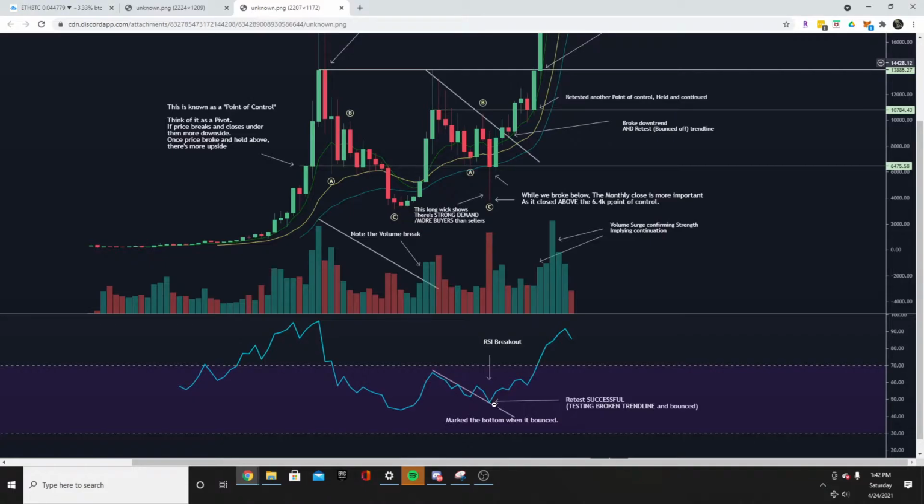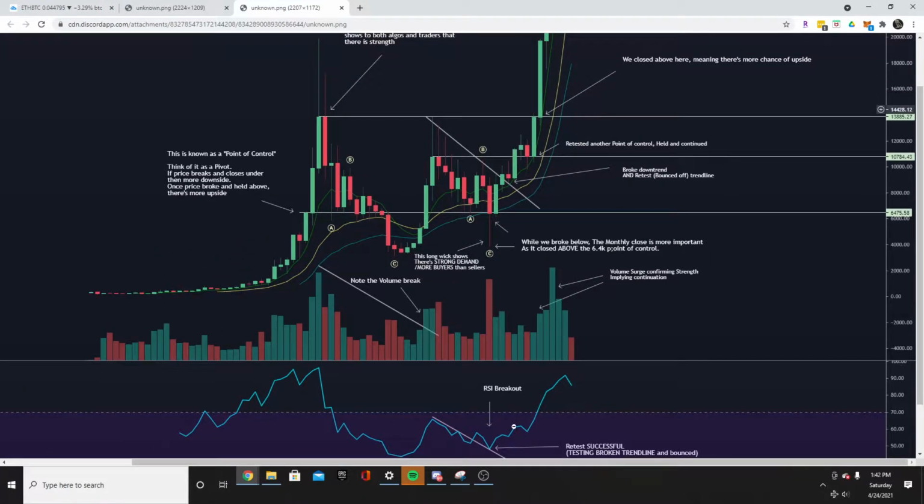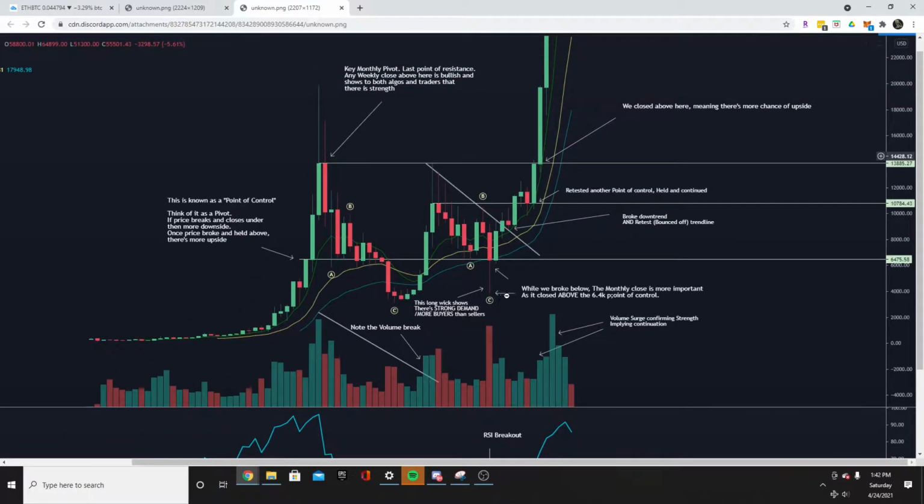Anytime you see this, it's the breakout. It can come down for a retest. Anytime you see it bouncing back, that's called a retest. So now it's RSI breakout. And while we did break below the 6.4K, what's more important is that we see a close. The monthly body close, we close back above.